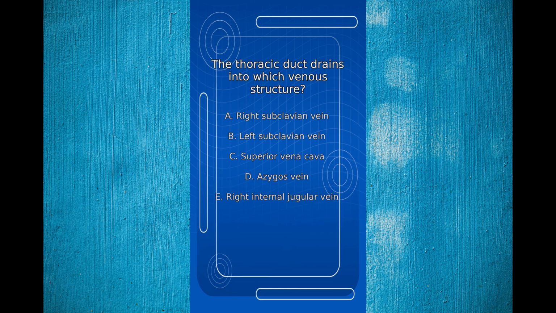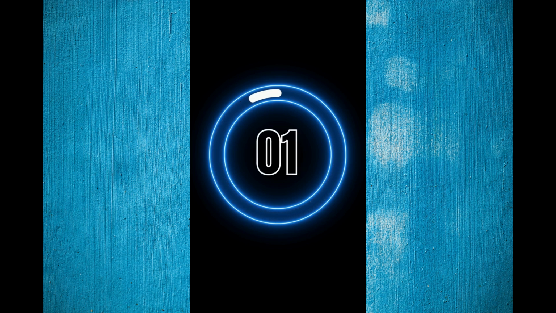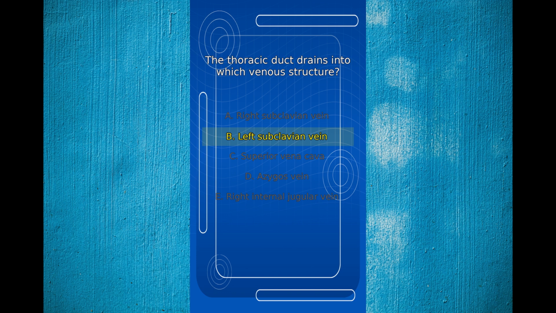The thoracic duct drains into which venous structure? The correct answer is B. Left subclavian vein. The thoracic duct empties into the junction of the left subclavian and internal jugular veins.